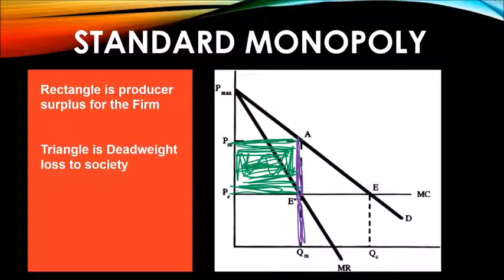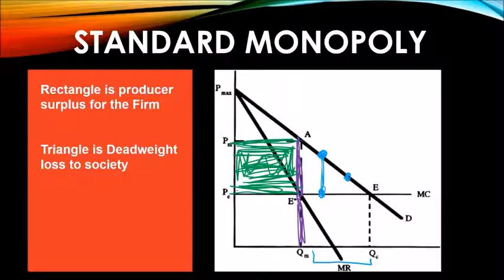What we leave behind is these transactions that do not take place, these transactions between QM and QC. Well, how much benefit do those transactions provide to society? Well, they provide quite a bit. The difference between our willingness to pay and what it actually costs us to produce for all of those units is surplus that we no longer get because we don't engage in these transactions.